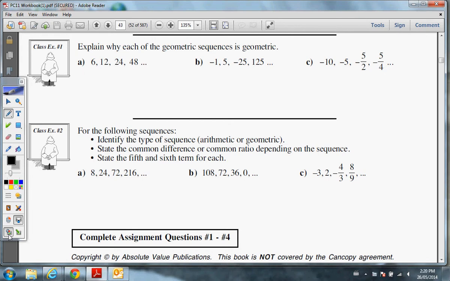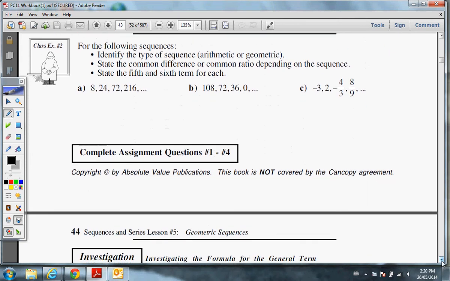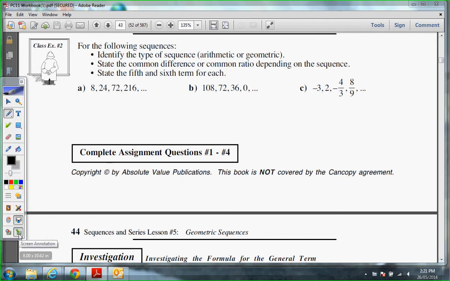Example number 2. For the following sequences, identify the type of sequence, arithmetic or geometric. State the common difference or common ratio. Here's a good thing to underline. We have common difference, that's our D in arithmetic, and common ratio, that's our R for geometric. So make sure we understand the differences there. And state the fifth and sixth terms for each.